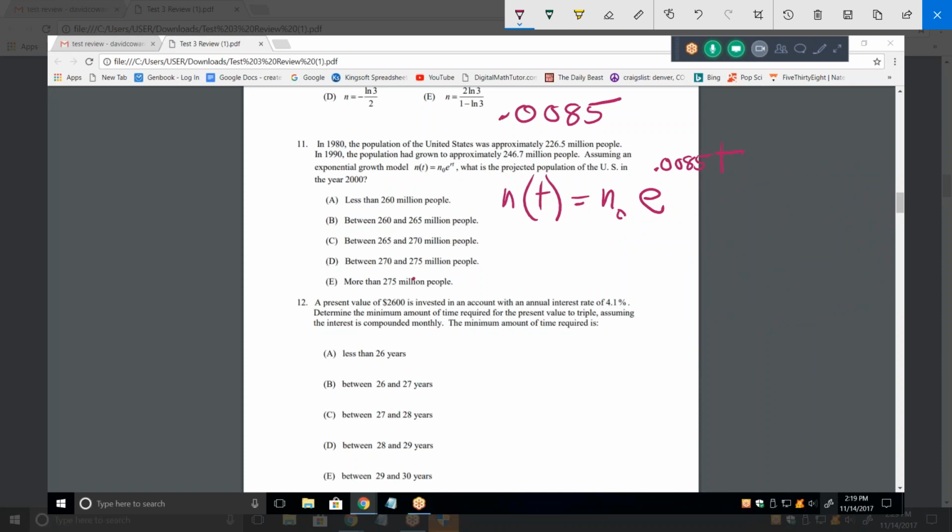This is our specific equation right here. What they're really asking is what is N of 20, right? In other words, the year 2000 is 20 years after the initial population. So if I use the initial population, and now I can put e to the 0.0085 times 20. And that will give me the correct answer and is actually a little more understandable, I think. And again, we don't need an exact answer because they're giving us ranges here.